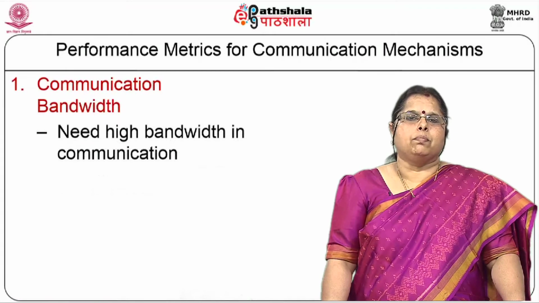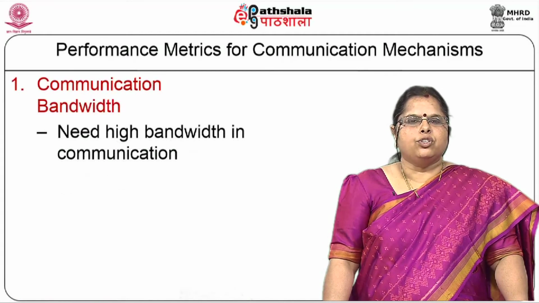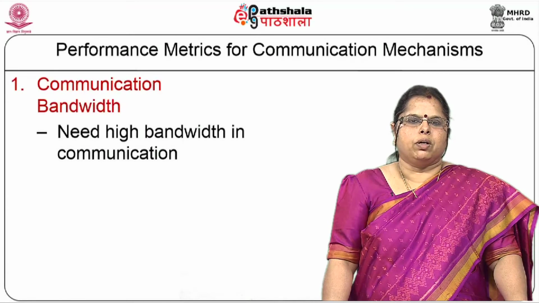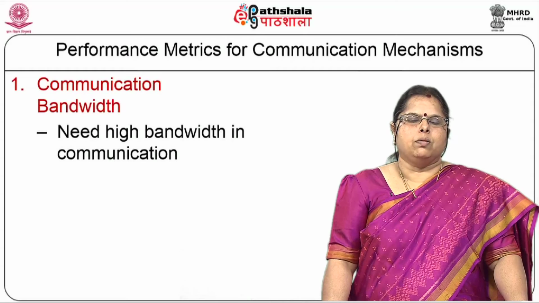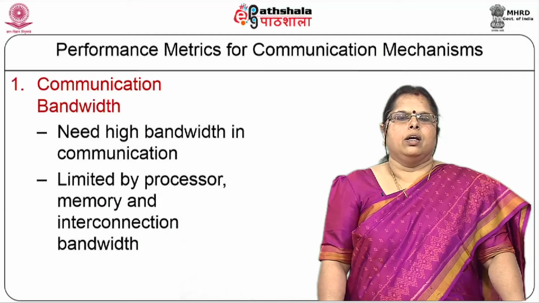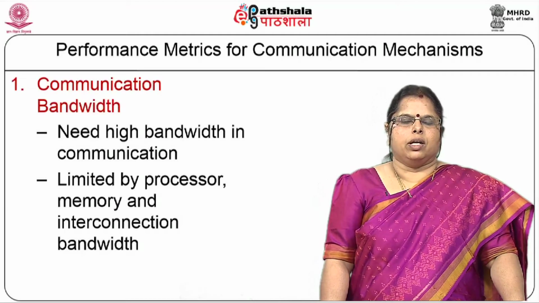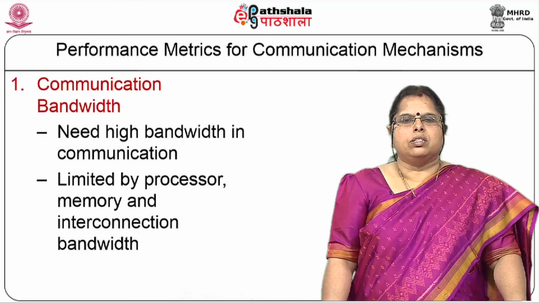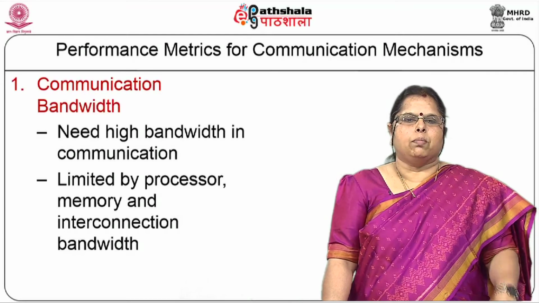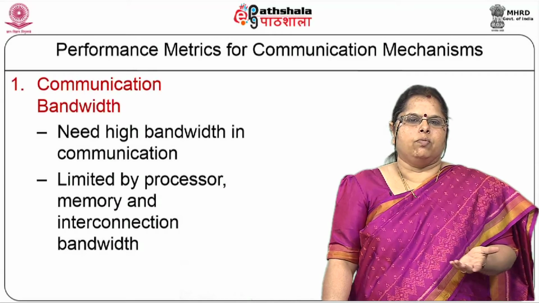So, if you look at the performance metrics for communication mechanisms, the major issues that we will have to look at with respect to performance, you have three different parameters. One is the communication bandwidth. Whatever communication mechanism you use, your communication bandwidth should definitely be high. And this communication bandwidth is limited by the processor, the memory as well as the interconnection bandwidth, obviously.